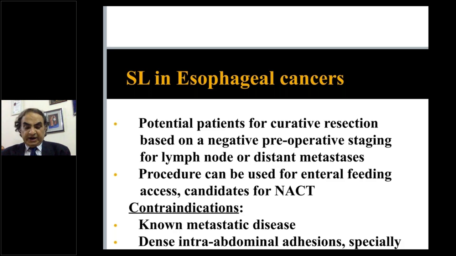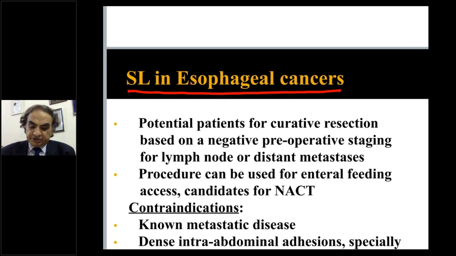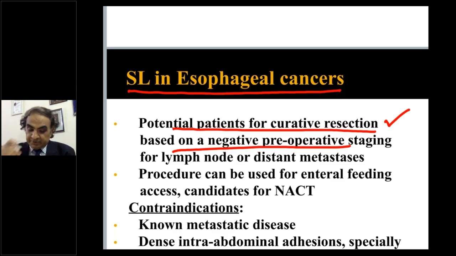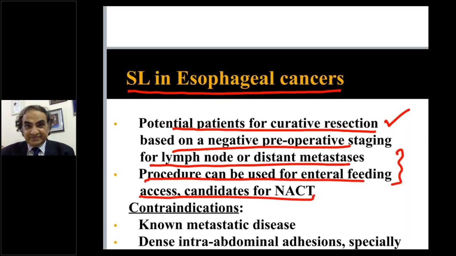Now, the esophageal cancers. I've taken pancreatic cancer, gastric cancer, and esophageal cancer now. These are potential patients for curative resection, which is based on, you've taken a patient who's going in for surgery. First of all, 20% will be resectable, less than that. Now, based on negative preoperative staging imaging, again, you're relying on that, for lymph node or distant metastasis, the procedure can be used for enteral feeding. That is, if nothing else, you can do a feeding gastrostomy. You're already inside, you can do that.